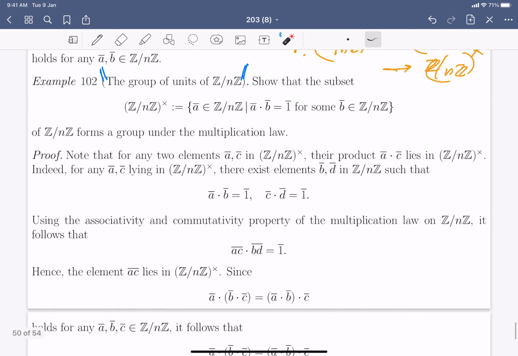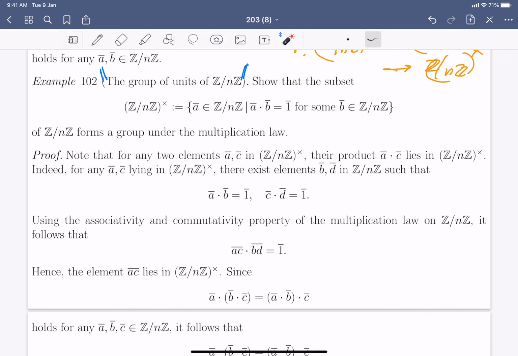Okay. So it will be great if you could keep in mind that Z mod n Z cross is called the group of units of Z mod n Z, but the specific terminology would not be of much use, and in fact would not be of any use. Okay. Anyway, so now it is time to define the subset Z mod n Z cross.